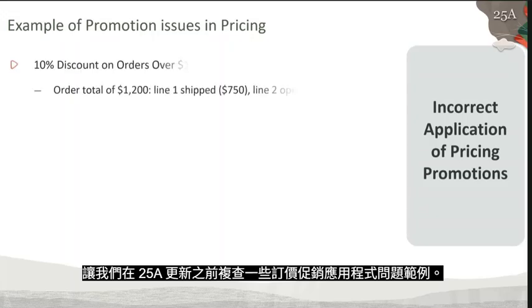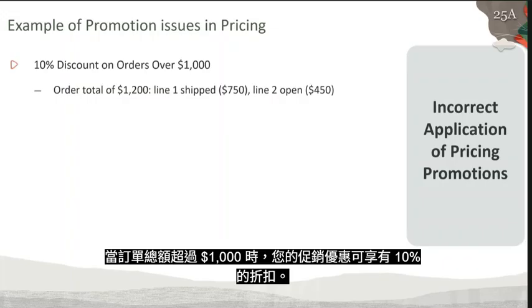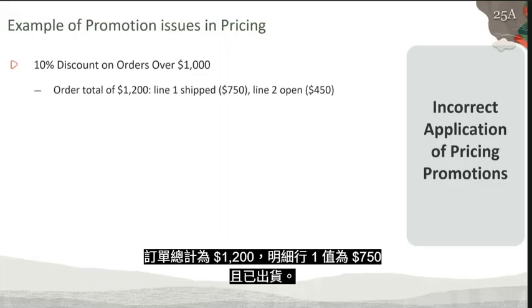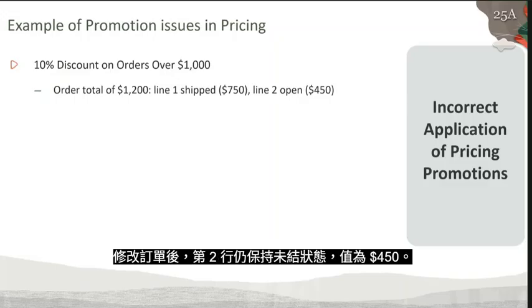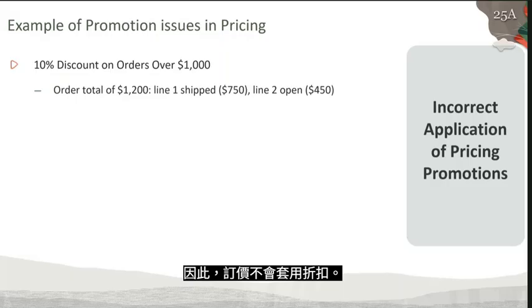Your promotion offers a 10% discount when the order total exceeds $1,000. The order total is $1,200 with line 1 valued at $750 and already shipped. After revising the order, line 2 remains open with a value of $450. So, pricing does not apply the discount.